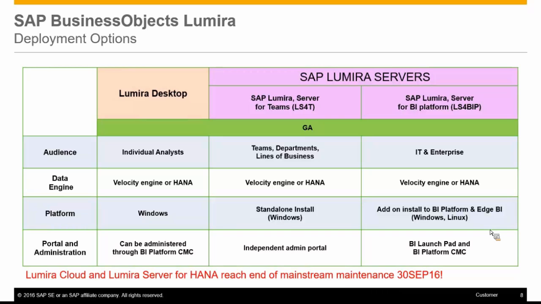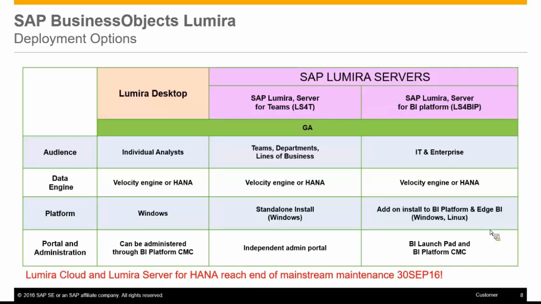The Lumira Desktop today is only available for Windows platform, and the same is true for Lumira Server for Teams. However, Lumira Server for BI Platform is available for Linux and Windows, as you can install on a pure Windows or Linux environment, and there are heterogeneous scenarios that are also supported, which we would cover going further in these slides.